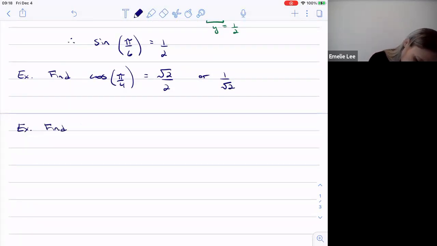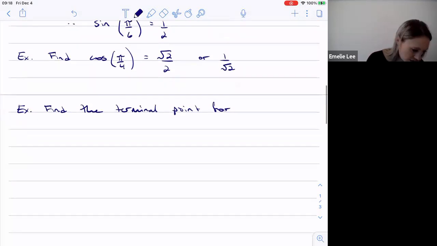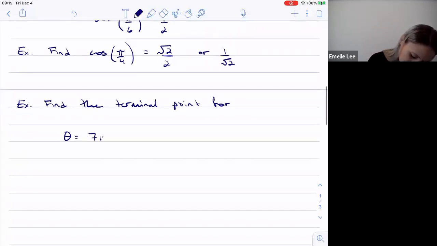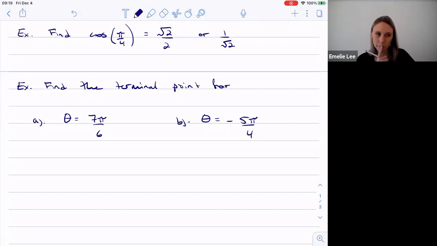What if we have to find the terminal point for these two values? For theta equals 7 pi over 6, and for theta equals, let's call this A and let's call this B, theta equals negative 5 pi over 4.